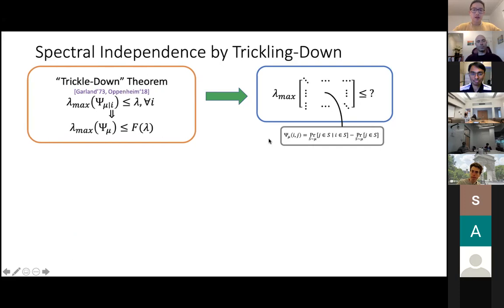Okay, so this is a more general theorem that I alluded to, which is that if you have some bound, say lambda, on the spectral independence for all conditional distributions, then you can get some slightly worse bound in a totally black box manner for the spectral independence of your distribution itself. So this f of lambda is going to degrade as you keep applying this theorem.